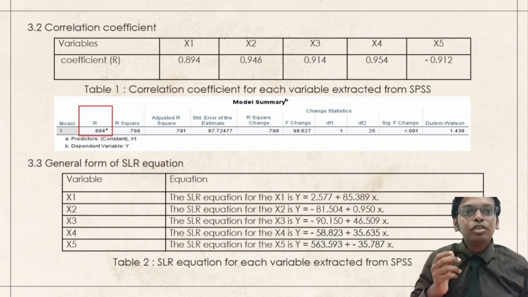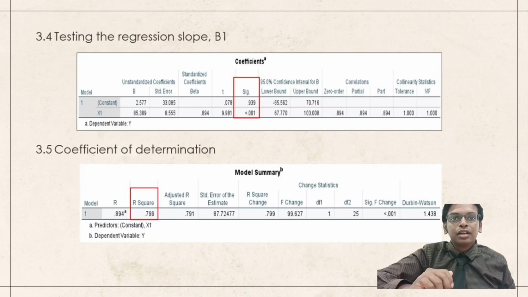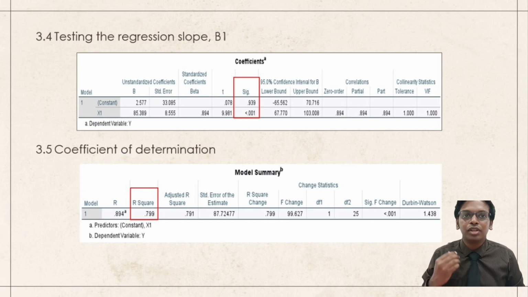Other than that, table 2 shows the simple linear regression formula, y equals beta 0 plus beta 1 x, which is used to identify the simple linear regression equation. In addition, the coefficient table shows that the p-value of each independent variable is lower than 0.05, which means we reject the null hypothesis and accept the alternative hypothesis. Lastly, based on the model summary table, the R square shows that 80% of the variation in variable y is accounted for by variation in variable x.